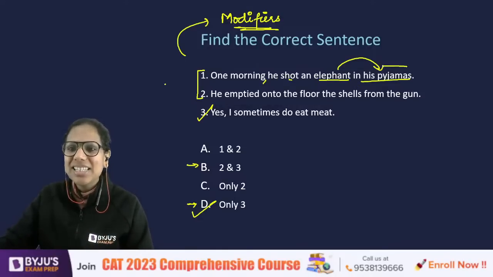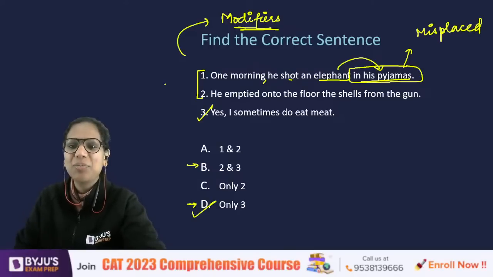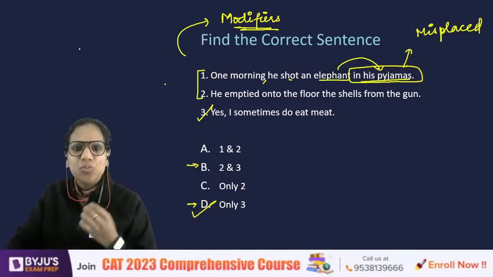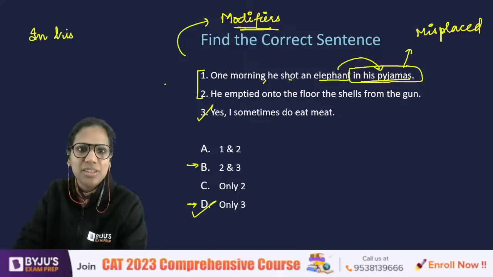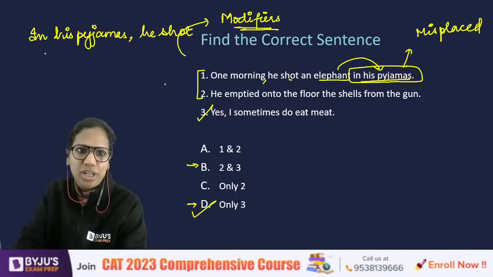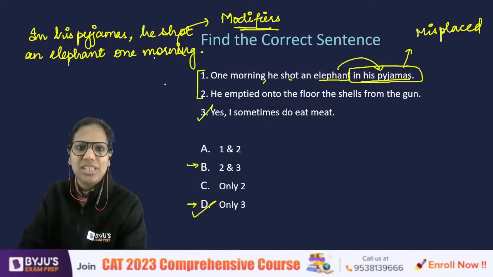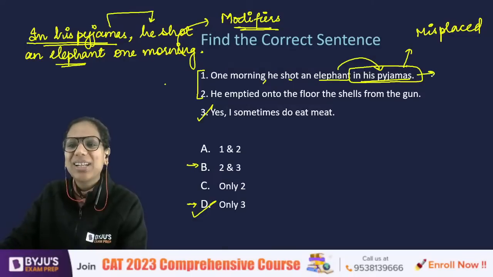So, "in his pajamas" is misplaced here. Where should I place it? We could put it like this: In his pajamas, he shot an elephant one morning. This is how we can put this sentence. Now it's very clear that he was in his pajamas. The elephant was not in his pajamas, right? So that was the error here. This was a misplaced modifier. We call this a misplaced modifier.